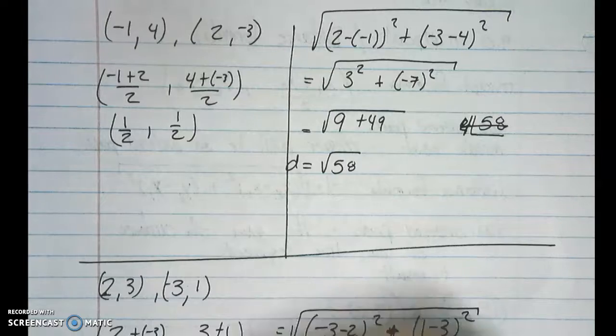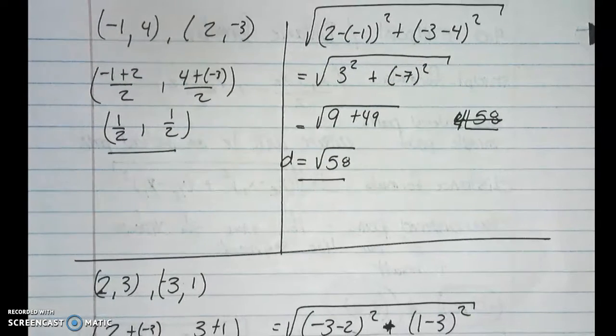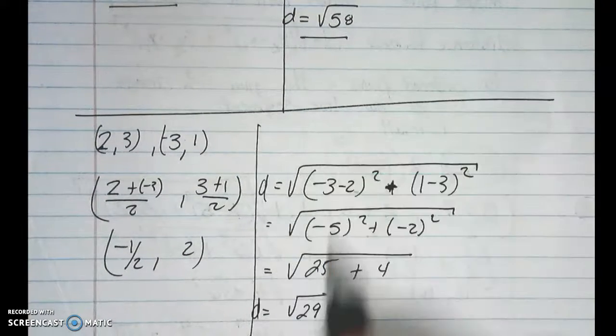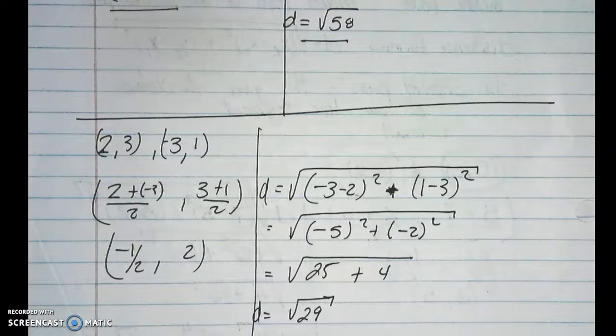And then I get to see your guys' work. All right, so these are the two examples. Here's my midpoint. Here's my distance formula for that first example. And then down here, I got negative 1/2 and 2, and then the square root of 29 as my distance, okay? All right. Any questions from the class? Any questions from anybody online?